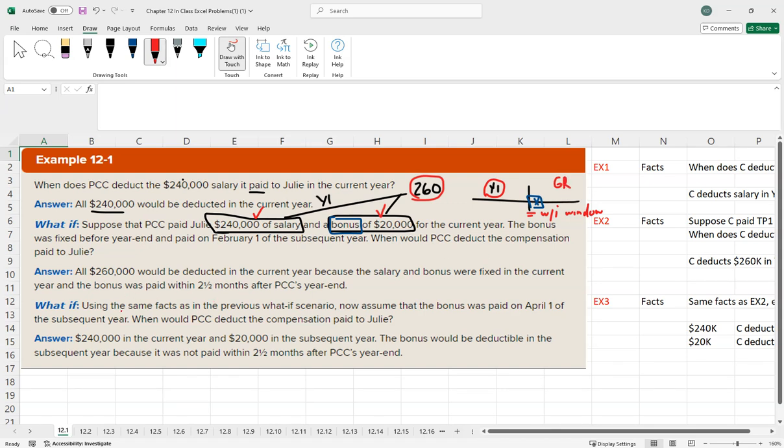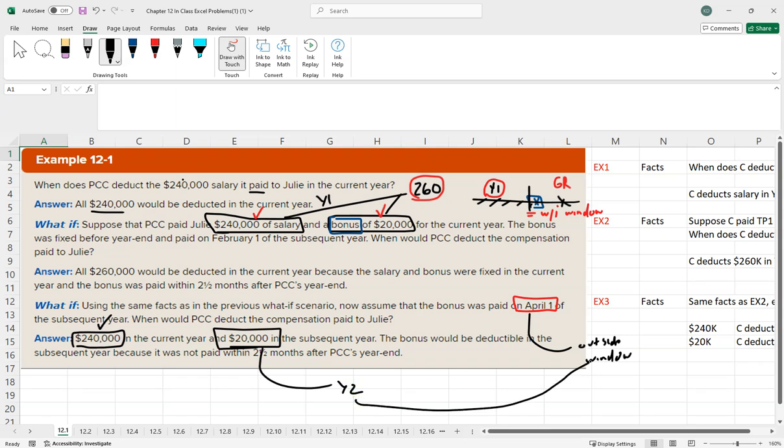They go down here, they give an alternate. They say, what if it was paid on April 1st? Let's say it was outside the window, like over here. Well, in that case, they'll be able to get the $240 for the salary, because as they earned it, they paid it in year one. But the $20,000, they're going to have to kick the can. They'll only be able to get the deduction in year two for that because it's outside the window. So this is the general rule, the framework. Look to see within that 2.5 month window. If it's within it, you get it in year one.